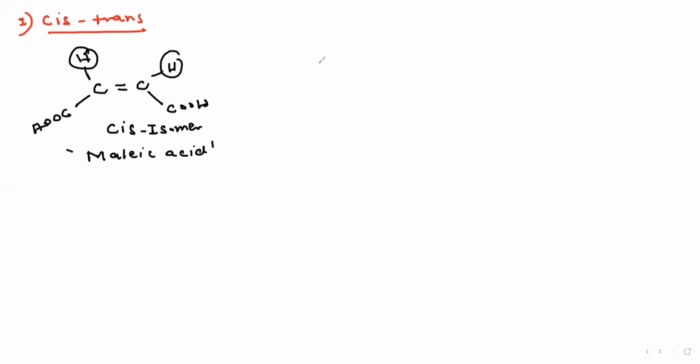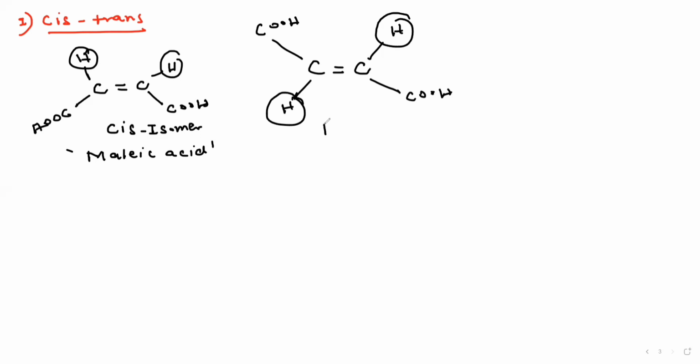Similarly, here carbon double bond carbon, here hydrogen on one carbon and COOH on the other, the same group on the opposite side at different carbons. Here COOH, here COOH, this is opposite. Therefore, this is the trans isomer. What is the name? Fumaric acid. Understand?